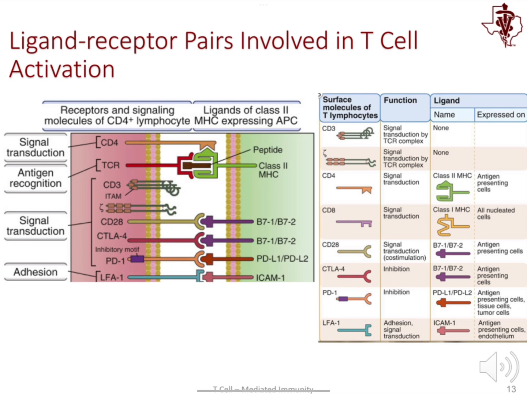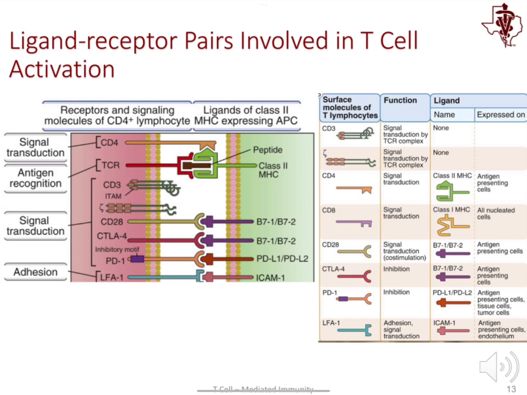So here, the surface molecule of the T lymphocytes is CD3, and the function is signal transduction by the TCR complex. Another major one is CD4, which does signal transduction. And CD8's function is signal transduction as well. The name of the CD4 ligand is class 2 MHC, which is expressed on the antigen-presenting cells. And for CD8, the ligand is class 1 MHC, which is expressed on all nucleated cells.